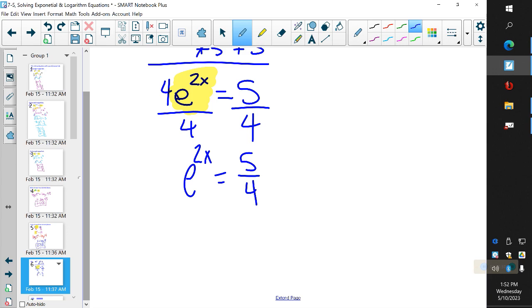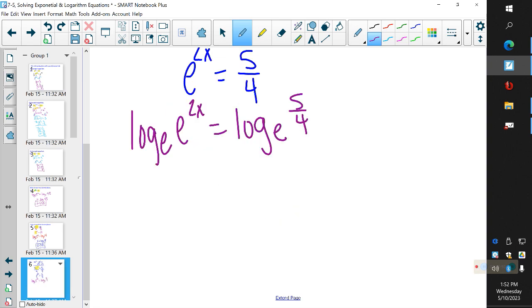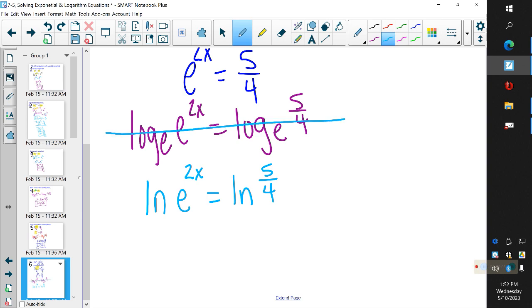Now, I cannot write 5/4 with a base of e. So I have to make this log base e of e to the 2x is equal to log base e of 5/4. Now, we have a problem. We never use log base e. Log base e is the natural log. The blue is the correct way to write this. This is incorrect, okay? But I wrote that there so your brain understands it.